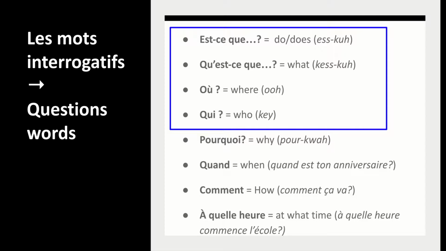Comment, I could ask you, comment est-ce que tu nages? Comment est-ce que tu chantes? How do you swim? How do you sing? How well do you sing? Or how do you do it?